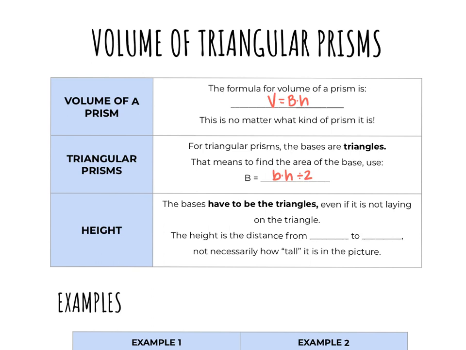Now for the height, since the bases have to be the triangles, the prism might not always be laying on the triangle. Even so, the height is the distance from base to base. So in the picture, it might not necessarily be how tall that figure looks, and we'll see that in an example below.